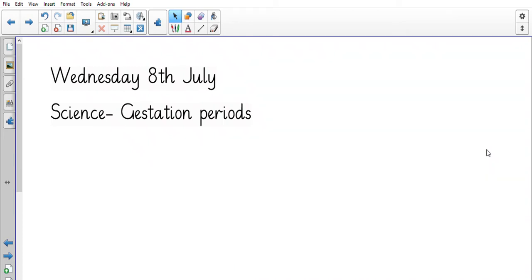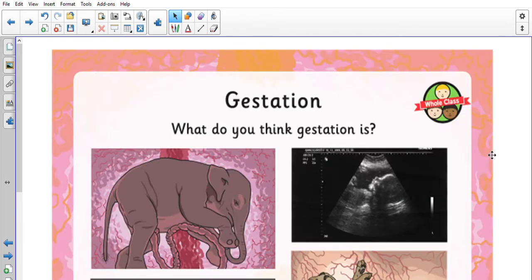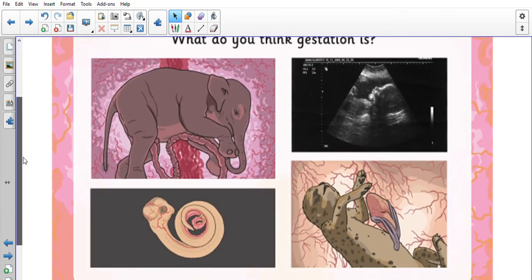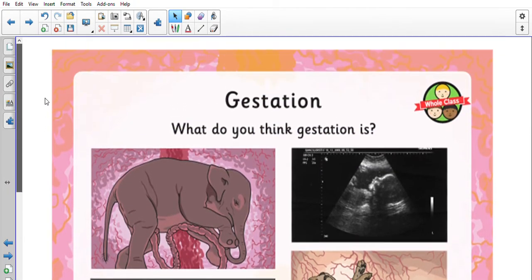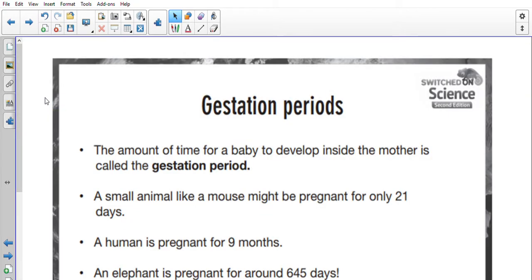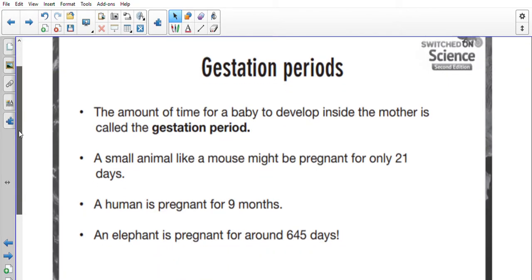In Science today we're going to look at gestation periods of different animals. So what do you think gestation is? Use the images on the board to help you. What do you think the word gestation means? Basically, it's the amount of time a baby develops inside the mother. That's the gestation period.